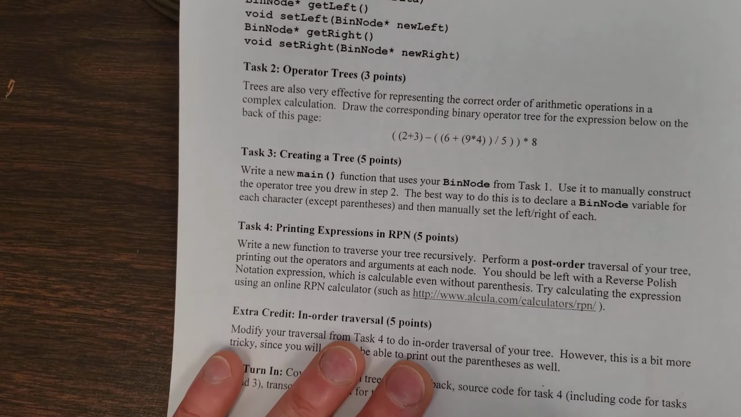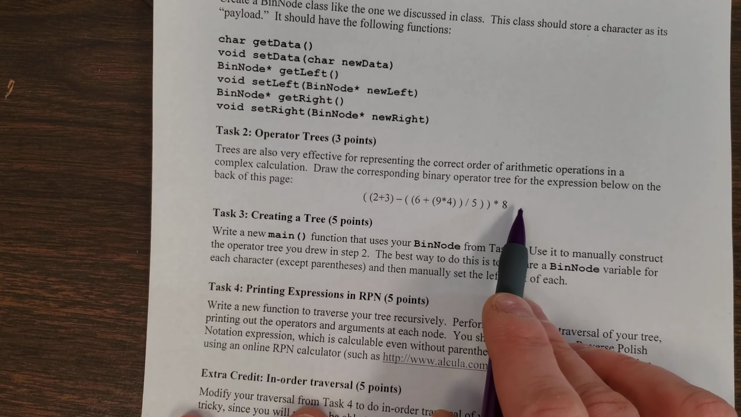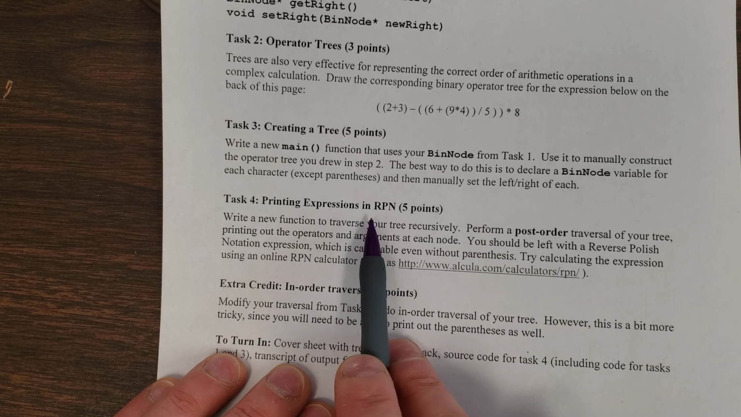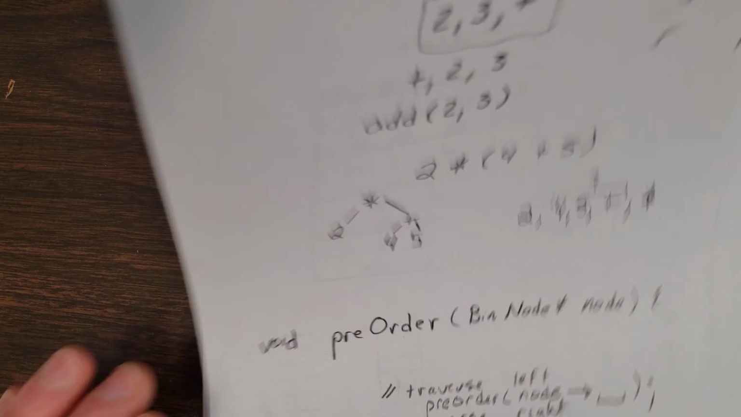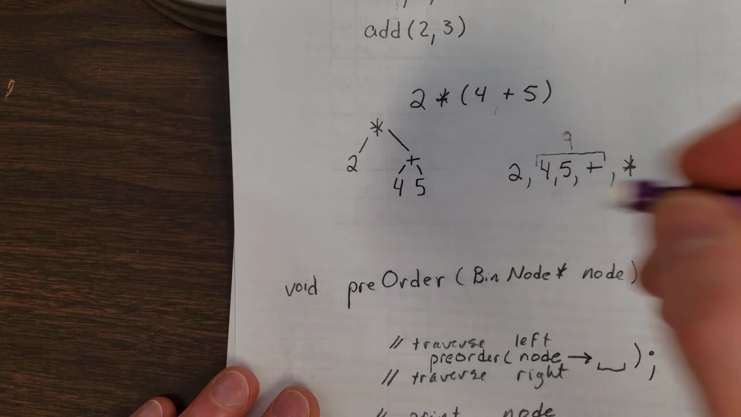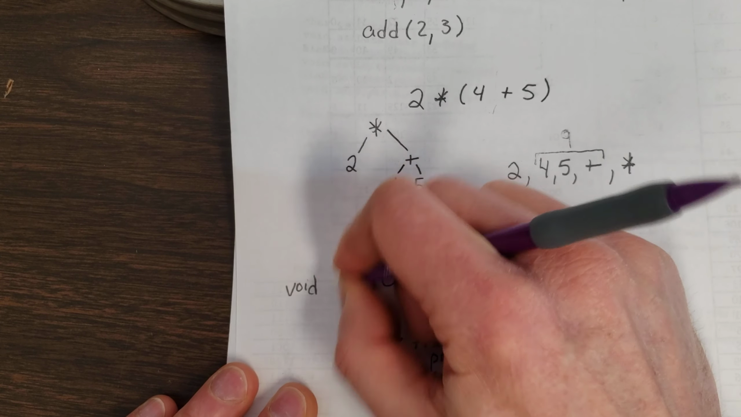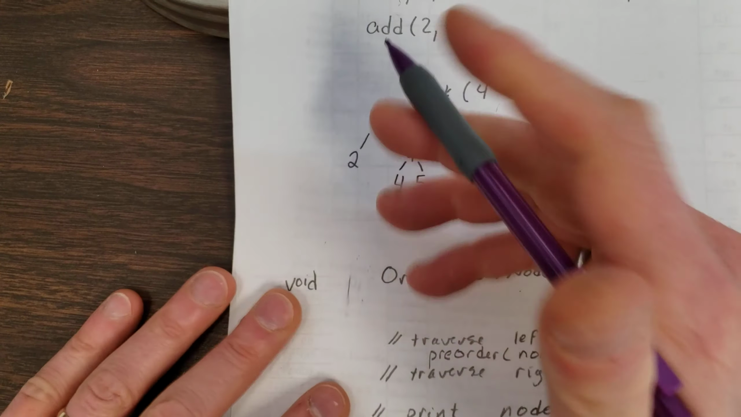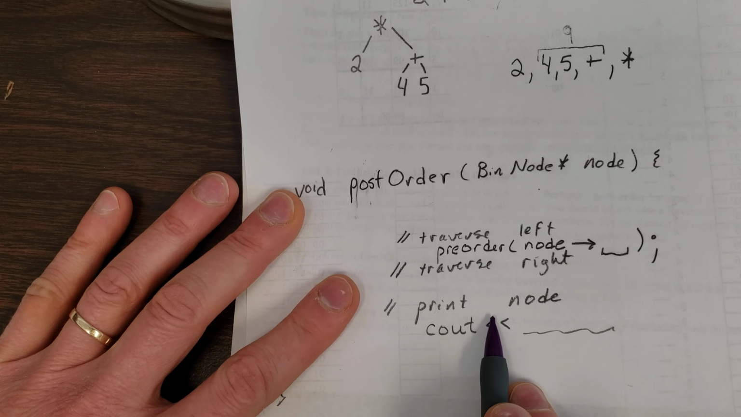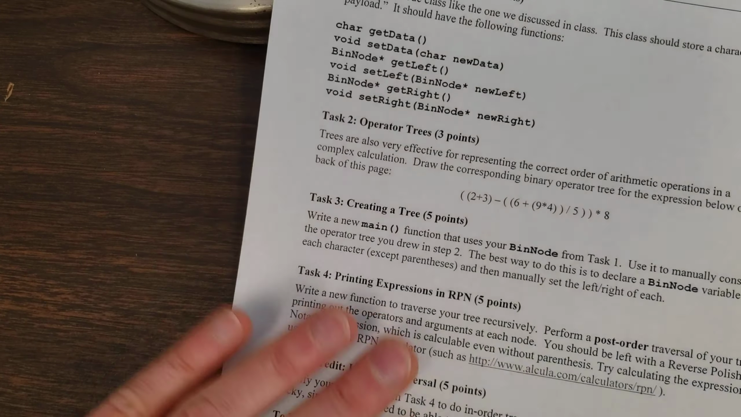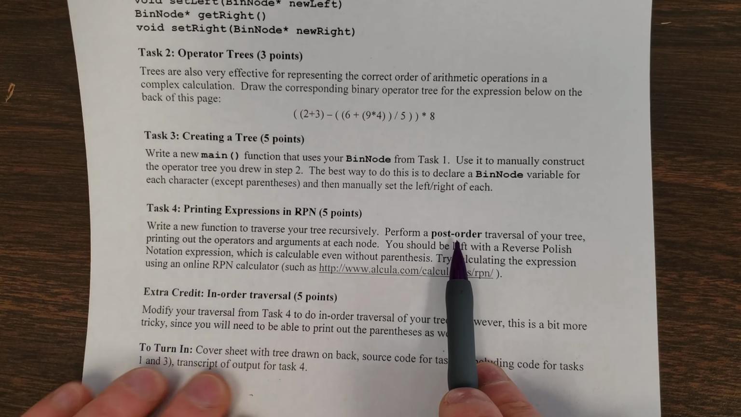Once you set up your operator tree, then you would call your post-order traversal. Oh, okay. I noticed I said pre-order here. I'm not sure why I did that. This is going to be post-order because we print the node last. This is post-order, and so then this is post-order.